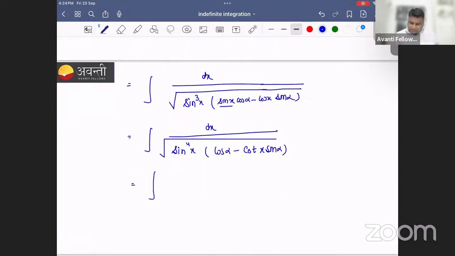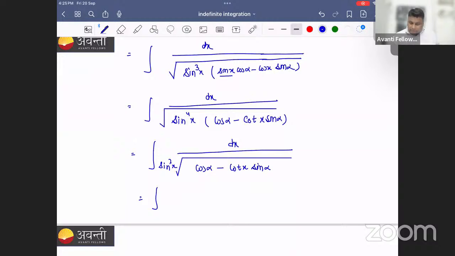Now, take this sine to the power 4x outside the root. So it will become sine square x under root of cos alpha minus cot x sine alpha. Yes or no? The sine square x goes upside. So it is cosec square x dx upon, inside the root, cos alpha minus cot x sine alpha.